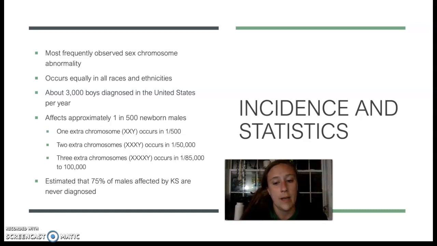And it's interesting, actually, 75% of males that are affected by Klinefelter syndrome are never diagnosed, which is often due to the fact that the symptoms are just really mild, and they just don't notice them, or they just might not have the education and just think it's kind of normal.